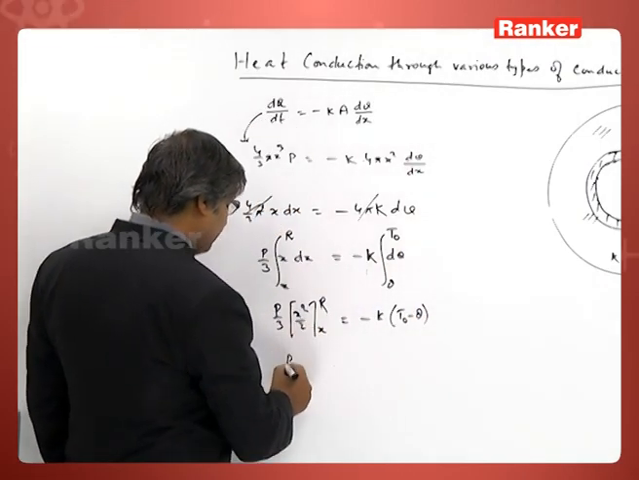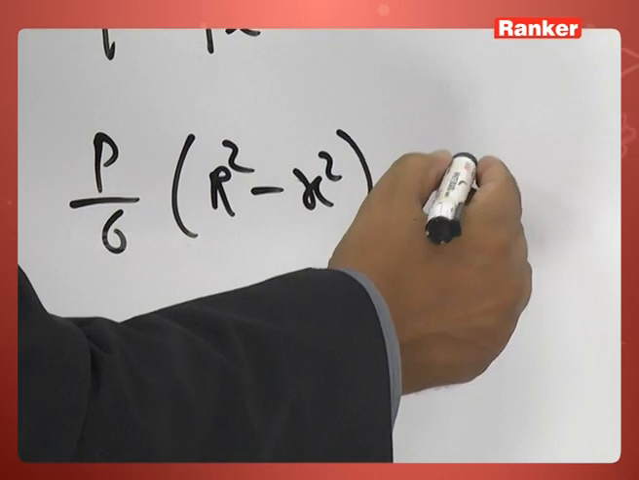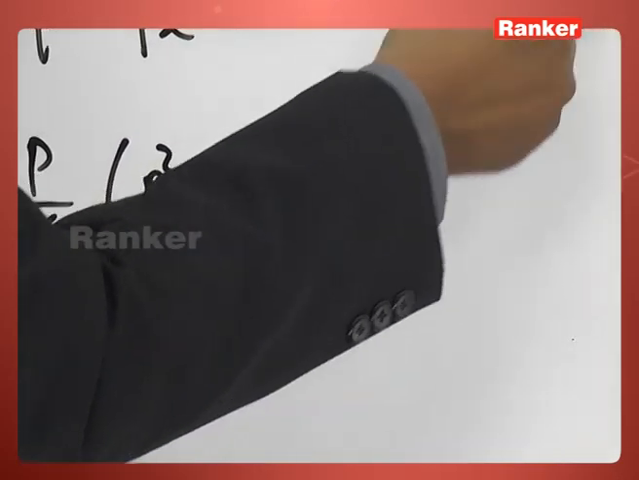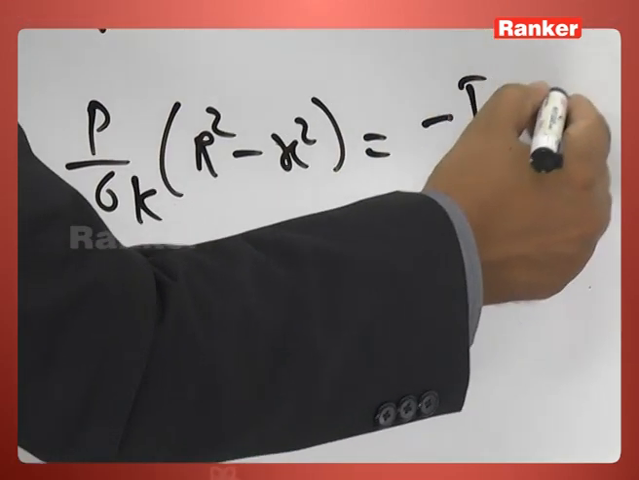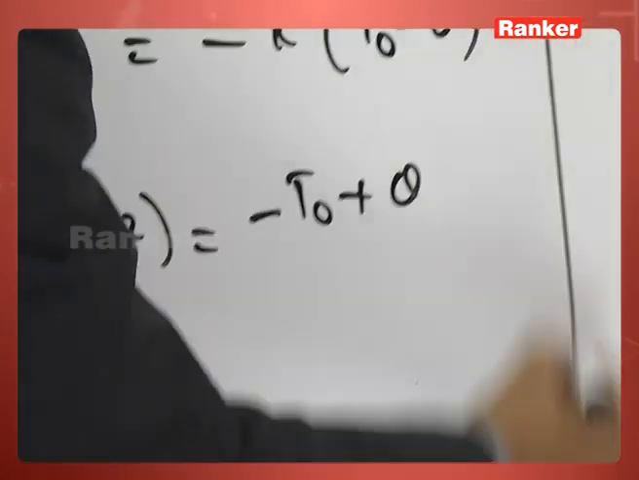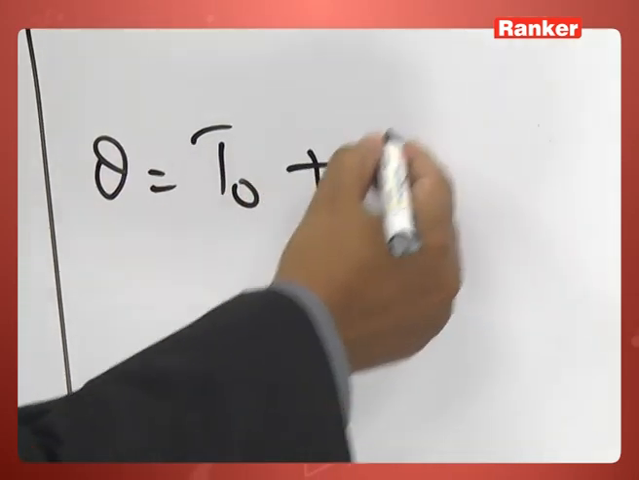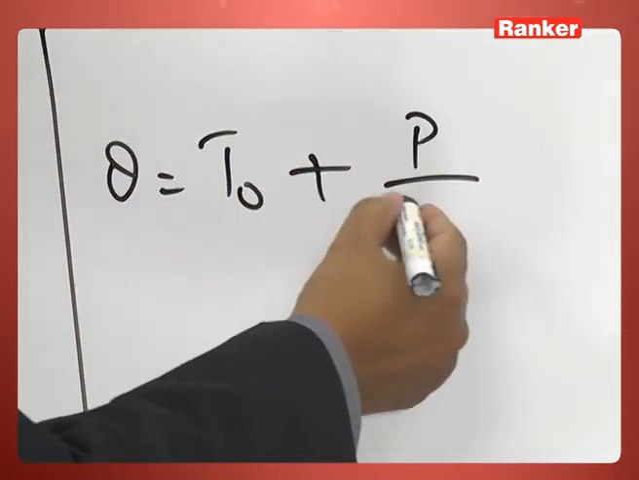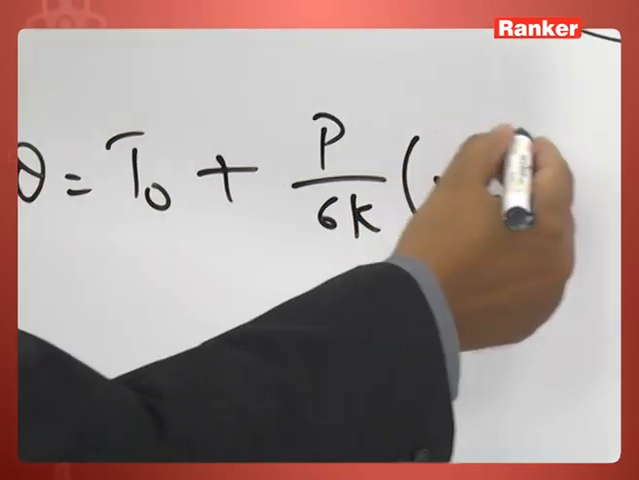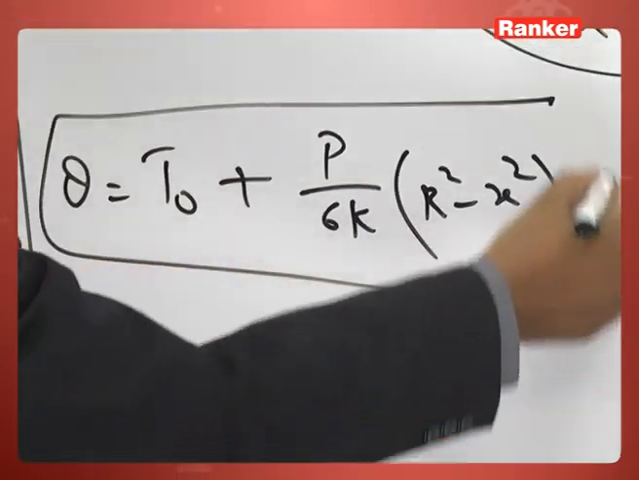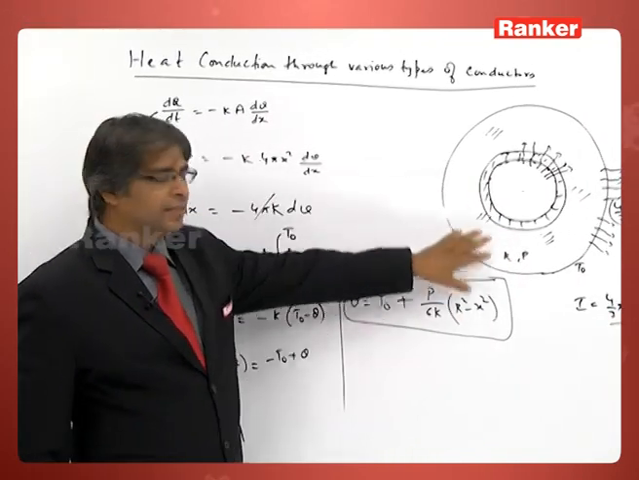So, this is p by 6 r square minus x square is equal to minus, we can bring inside. So, k I will bring here. So, minus T naught plus theta, k has been brought here. So, theta becomes T naught plus p by 6 k into r square minus x square. This is theta. So, this is how the temperature will vary in the entire sphere.